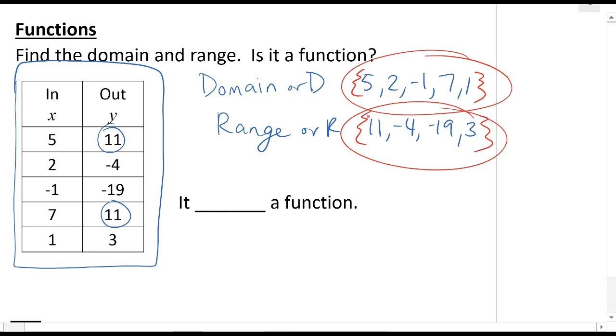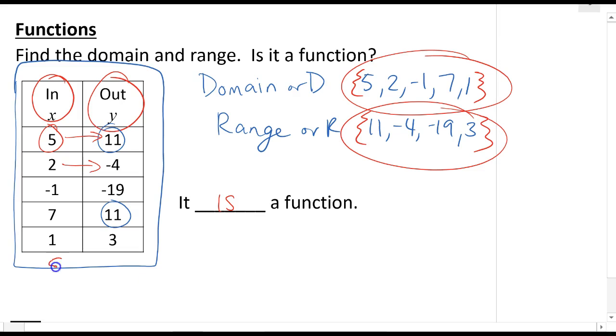Now, is it a function? Remember, the definition is for every input, which is x, which you put in, you get exactly one output. So if I plug in 5, I should always get 11. If I plug in 2, I should always get -4. Okay, so in this case, there is no repeated x value. So yes, it is a function, because there's no input that has 2 outputs.